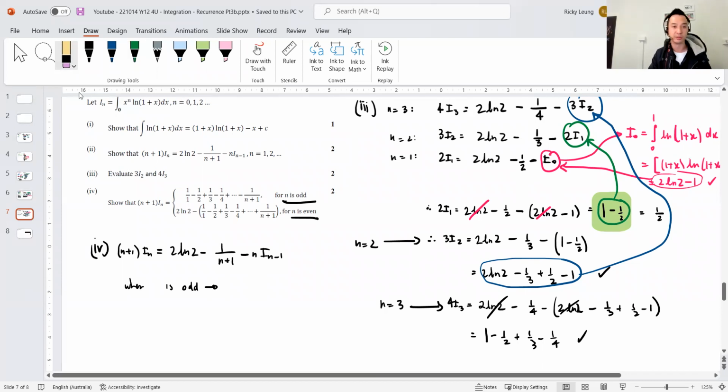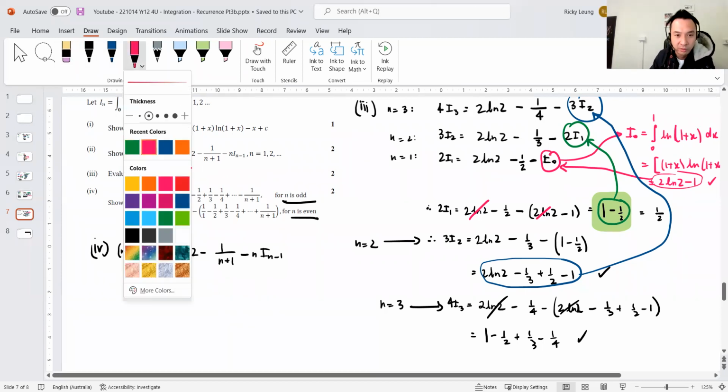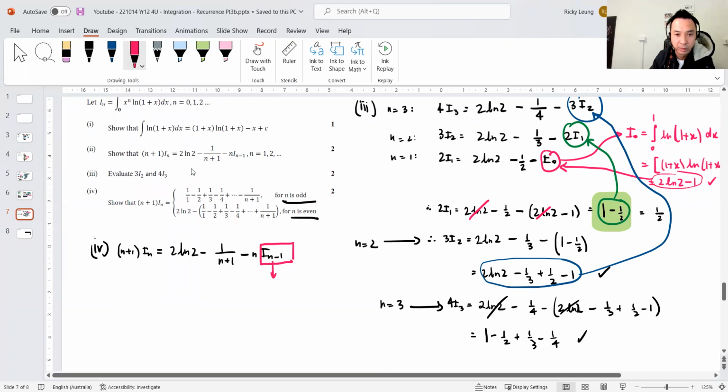actually, can I explore something? Let me sub in, just like I did in the first question. I'm just going to sub in one lot of this guy. So then this becomes 2ln2 minus 1 on n plus 1 minus n. So next one down, when n minus 1, it'll be 2ln2 minus 1 on n minus n plus 1 minus 1 I n minus 2, and that goes on and so forth. Just to be clear, that's just me subbing it in.